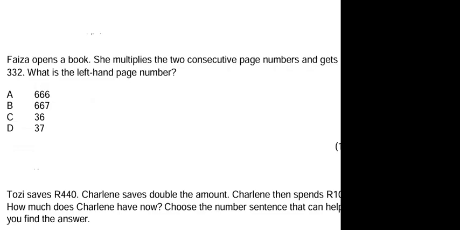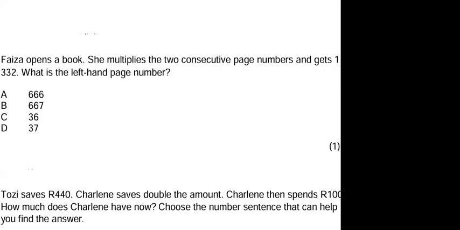All right. Faiza opens a book. She multiplies 2 consecutive page numbers and gets 1,332. What is the page on the left hand? What is the left hand page number rather? So Faiza opens a book, she multiplies the 2 consecutive page numbers and gets 1,332. Now they're asking, what is the left hand page number?